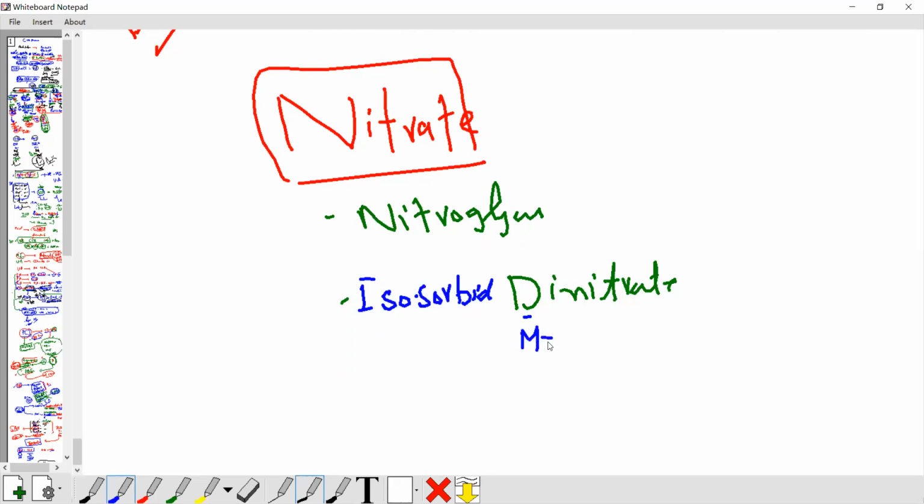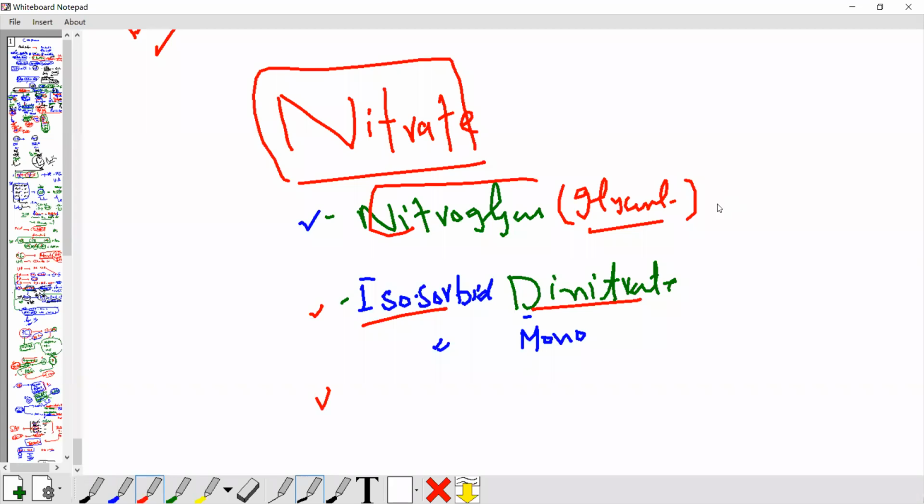Isosorbide dinitrate, isosorbide mononitrate. Number one, nitroglycerin: the real chemical name is glycerol nitrate, glyceryl trinitrate. Nitroglycerin we can apply as a patch, and we can also put it under the tongue, sublingual.